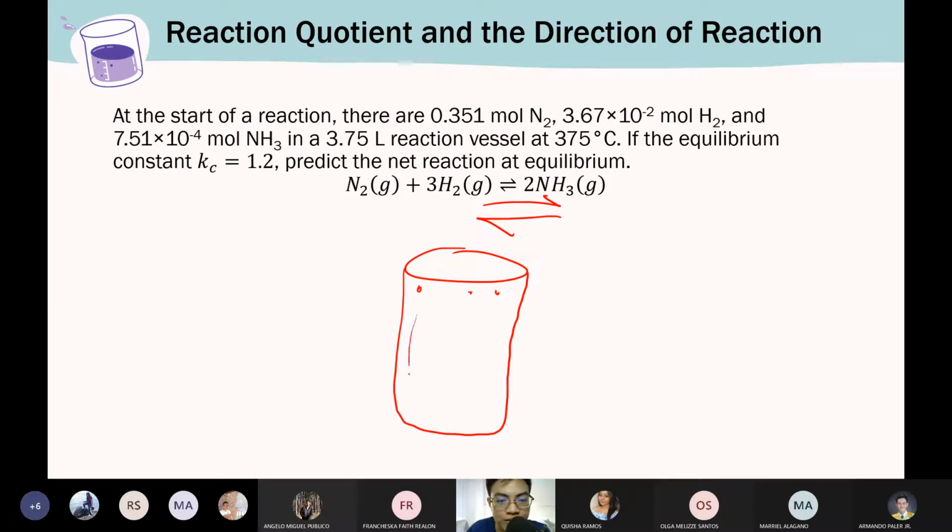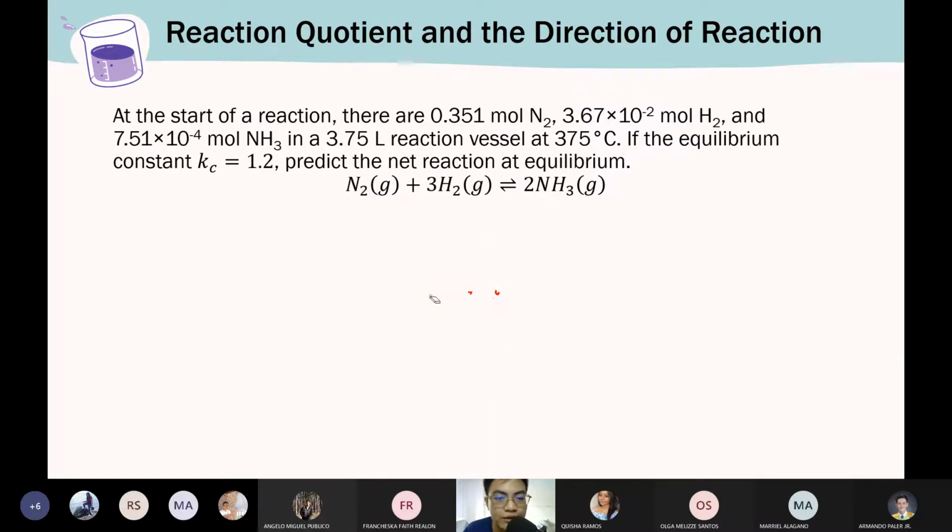So, syempre maghahalo yung gases mo. So, ngayon, ano yung mas marami? Is it the product or the left side? Okay? So, for us to know the direction of the reaction, we need to solve first for the reaction quotient. Okay? The equilibrium constant is already given, so wala na tayong problem with that. Given na siya. Okay, so ngayon, gawin natin yung reaction quotient.